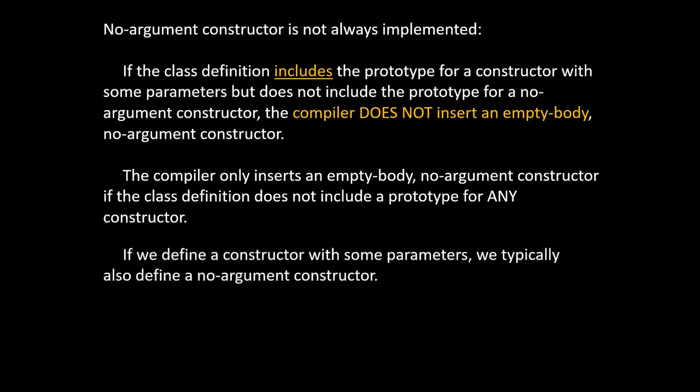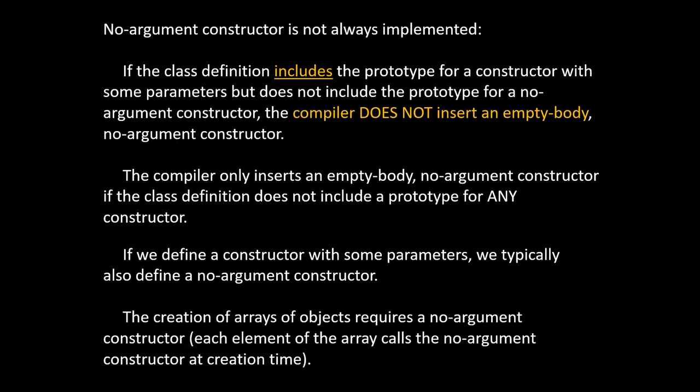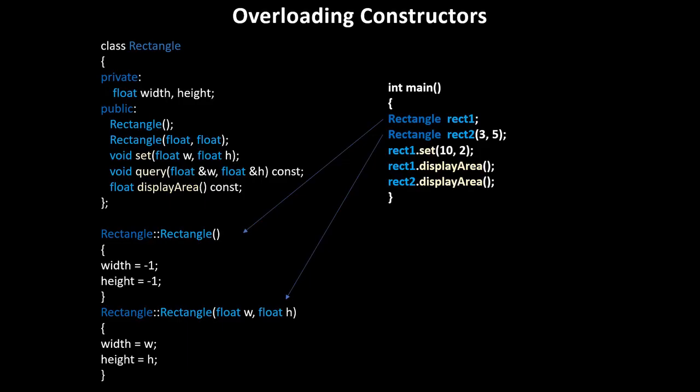If we define a constructor with some parameters, we typically also define a no argument constructor. That's just good programming practice. The creation of arrays of objects requires a no argument constructor. Each element of an array calls the no argument constructor at creation time. So let's look at this. In this first function is the no argument constructor. In the second function, you see a 2-argument constructor.